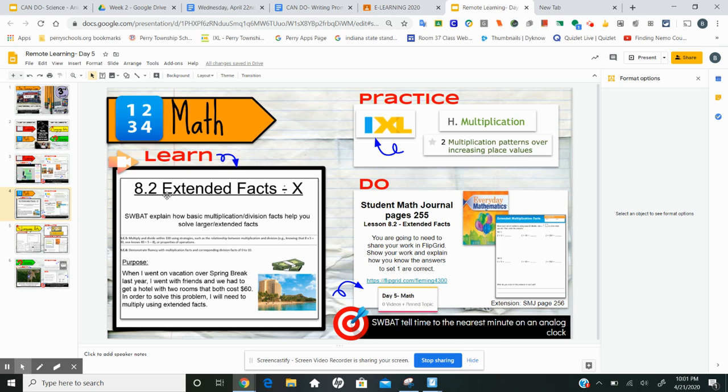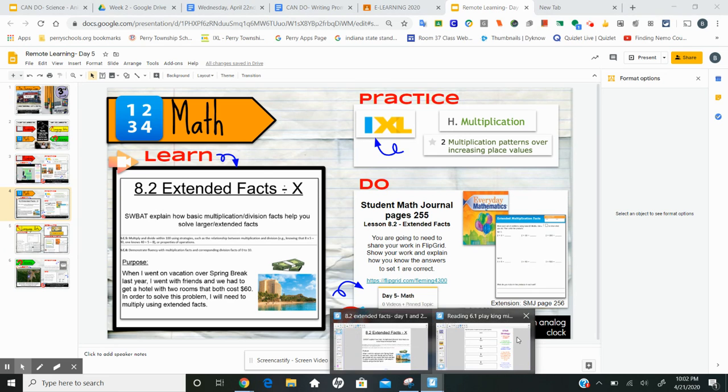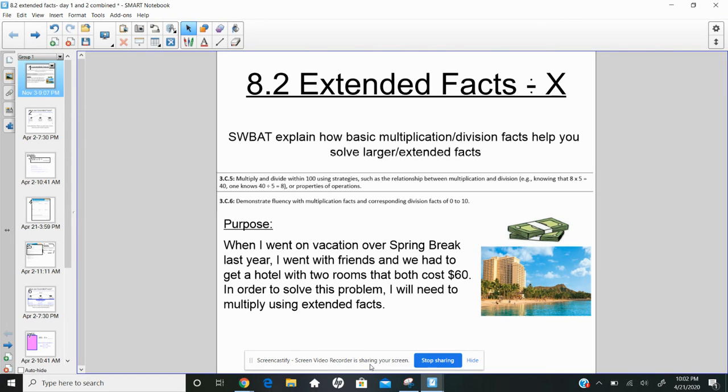Today we're looking at 8.2 extended facts. This is practicing explaining how basic multiplication and division facts help us solve larger and extended facts. You're going to be able to practice that on IXL and do a student math journal page where again you're going to want to show me your thinking on Flipgrid. In order for us to be able to do these things, I'm going to go ahead and model my thinking and share a little bit about what to do.